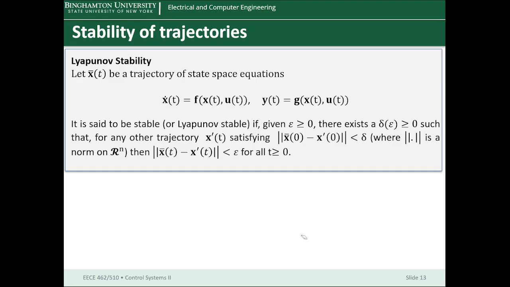So far, we have concluded that a tracking problem is equivalent to following a trajectory in a state space. Now it's time to define the stability of a trajectory. Let x bar be our desired trajectory in the state space. We say this trajectory is stable or Lyapunov stable if any other trajectory x prime starting from a point in a neighborhood of x bar doesn't drift arbitrarily far away from it.